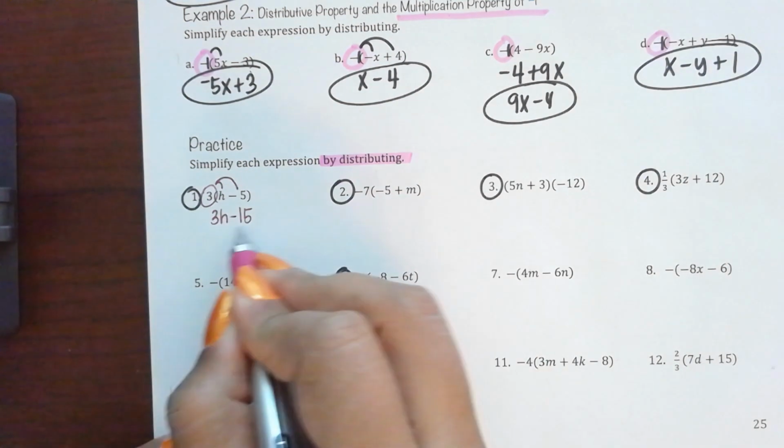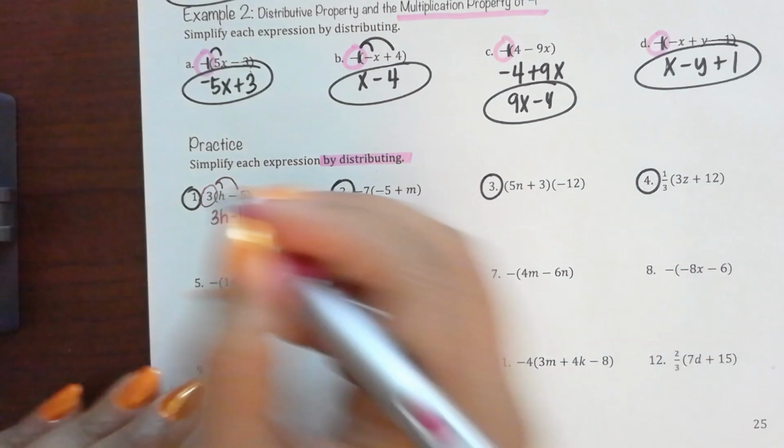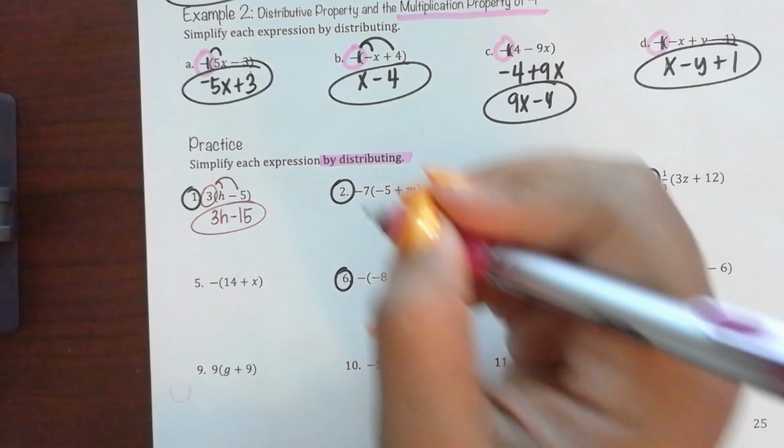Is there any way to simplify this any further? No. Is this in standard form? Yeah. That's all you needed. That looks a whole lot like example A or B or C. It all looks the same. Any questions there?